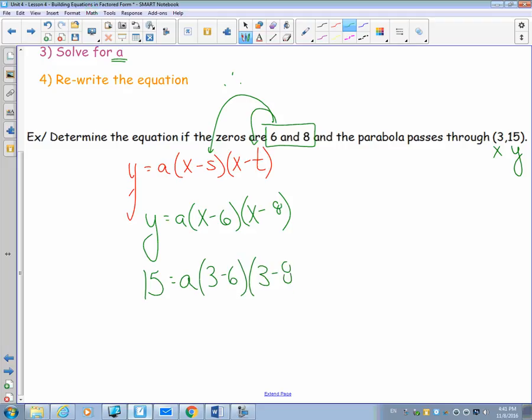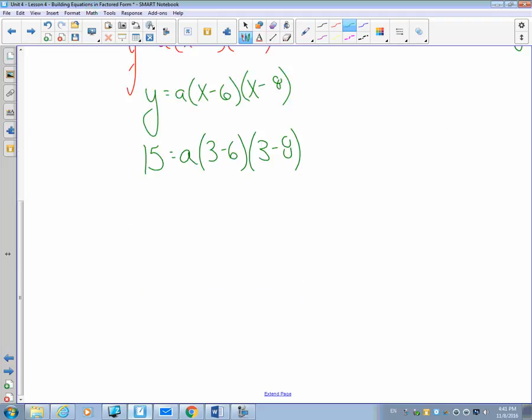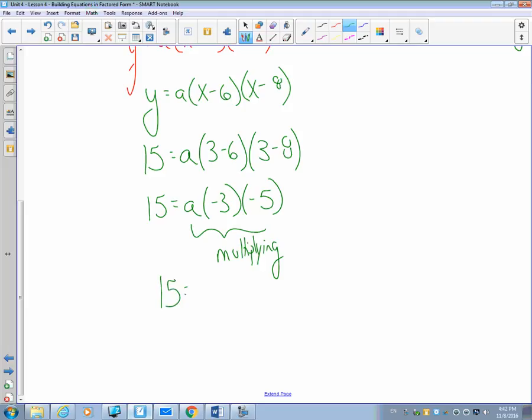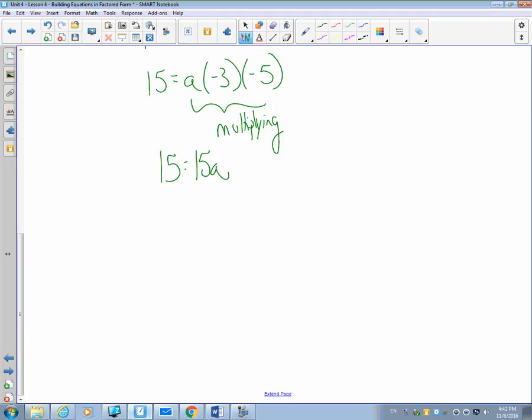I know that x is 3. Here's what we're going to solve. So 3 minus 6 is -3. 3 minus 8 is -5. All of this stuff is multiplying together. It's all written beside each other in brackets. That means multiplying, right? So let's multiply it. 3 times 5 times a makes 15a. I want to solve this, so I can divide both sides by 15, and I get a is 1. Well, that was lucky. It turned out to be a standard size opening up parabola. That will not often be the case.